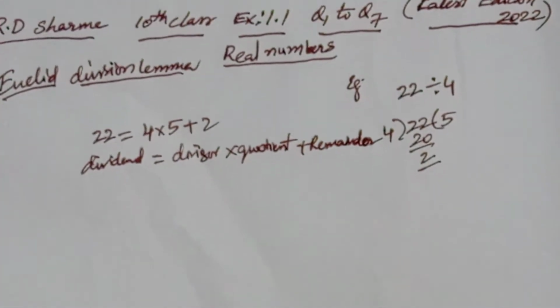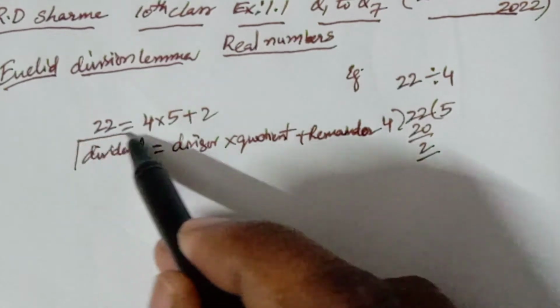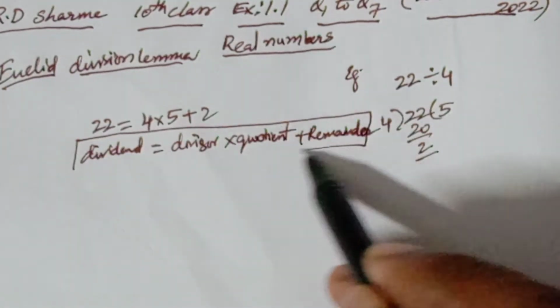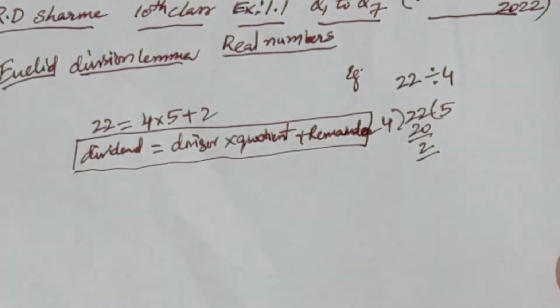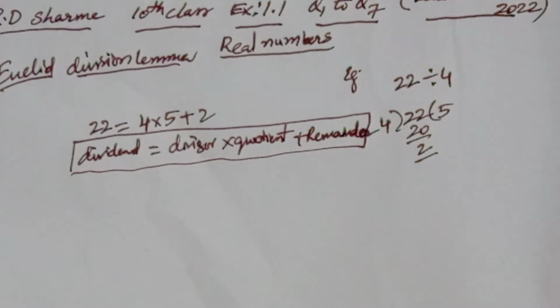So this is nothing but Euclid division lemma. This division rule that you are following in the lower classes, you will call it Euclid division lemma. By using this property you are going to complete the problem.